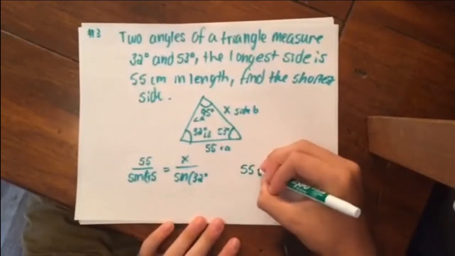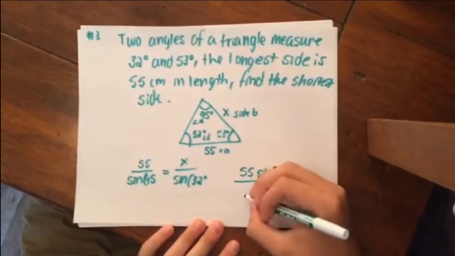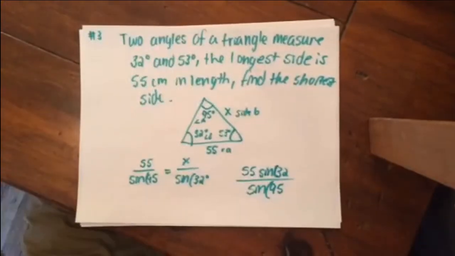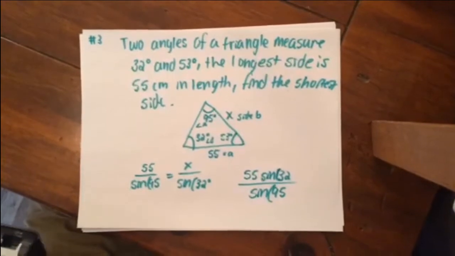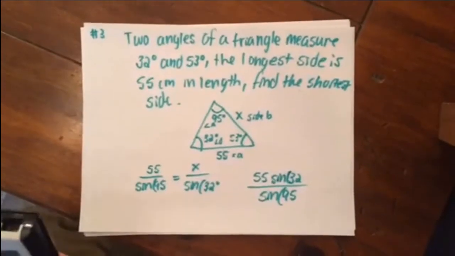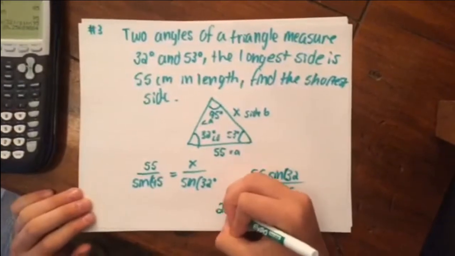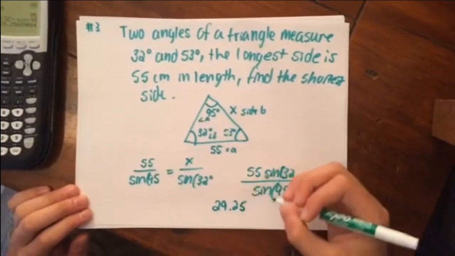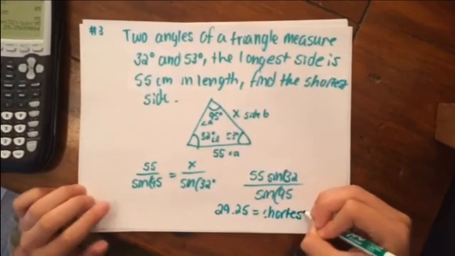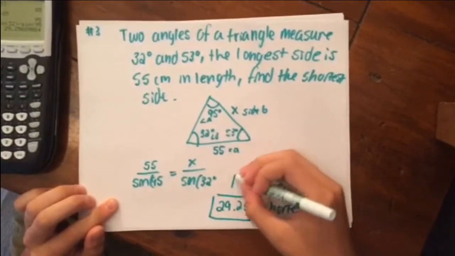So it'd be 55 sine 32 all over sine of 95. To put this in the calculator, you get 29.25, and this equals the shortest side length. So that is your answer.